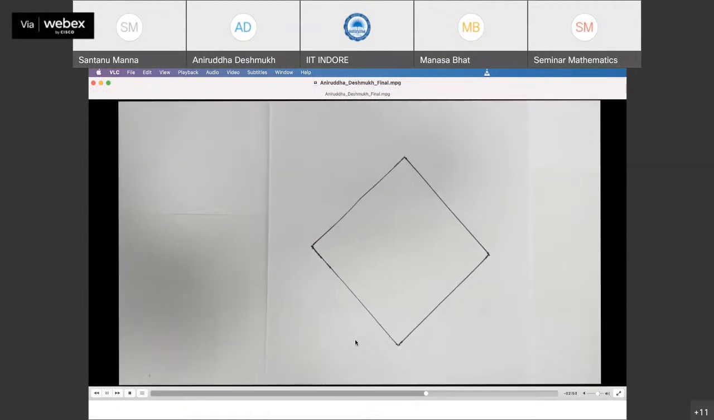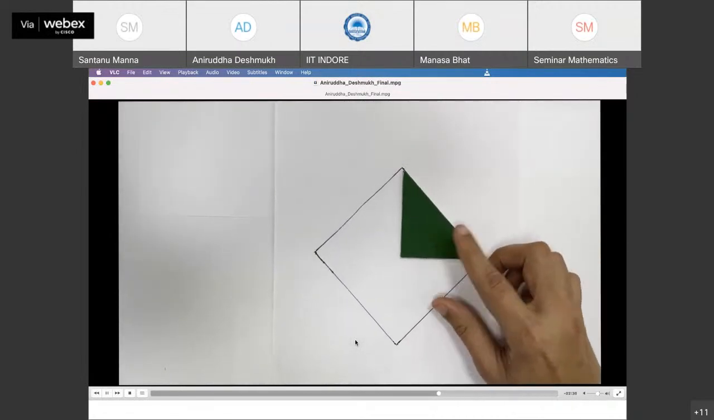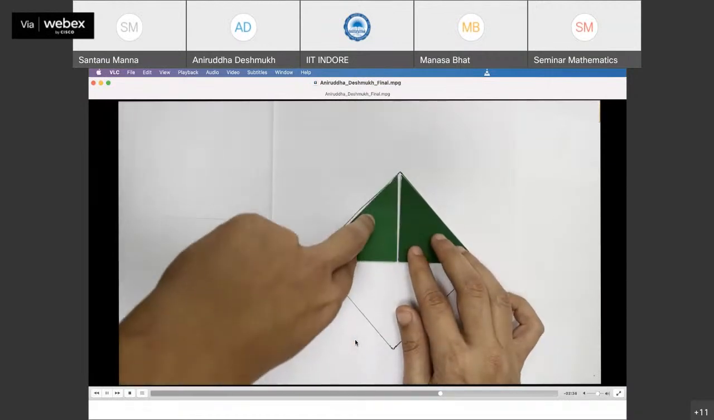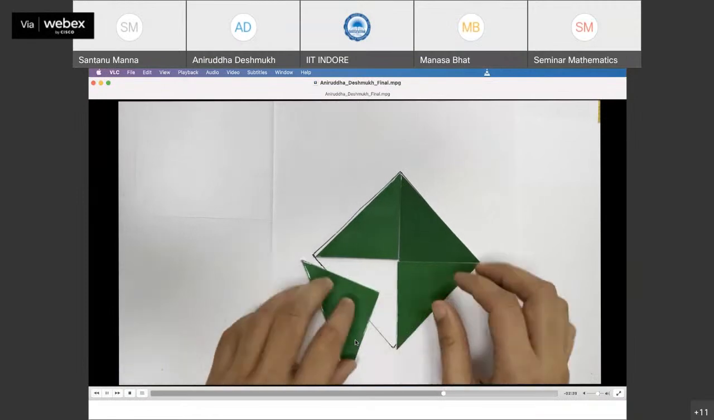So now let us look at a rhombus. A rhombus is a quadrilateral whose all sides are of equal length, and again we want to find its area. So this is a typical example of a rhombus. What I am going to do is fill this up with some triangles. So this is the first triangle, second triangle, this is a third triangle, and this is the fourth triangle.